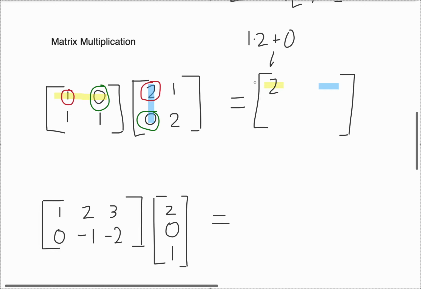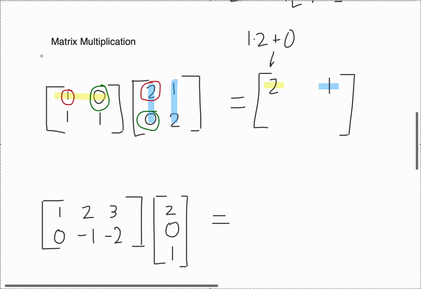This is the first row and the second column, so we will use the first row of this first matrix and the second column of this second matrix. So we're using this one now. We have 1 times 1 plus 0 times 2, right? 1 times 1 is 1. 0 times 2 is 0. If we add them together, 1 plus 0 is 1. So this is going to be 1.